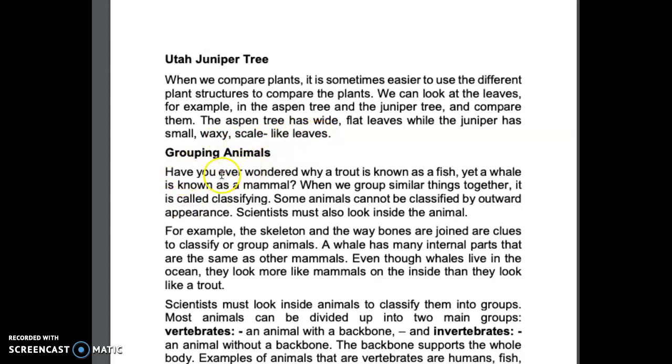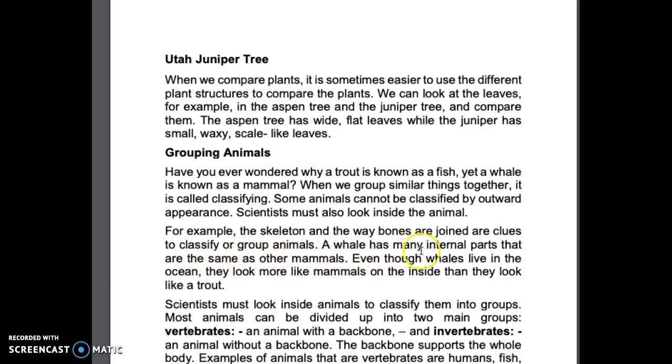Grouping animals. Have you ever wondered why a trout is known as a fish, yet a whale is known as a mammal? When we group similar things together, it is called classifying. Some animals cannot be classified by outward appearance. Scientists must also look inside the animal. For example, the skeleton and the way bones are joined are clues to classify or group animals.